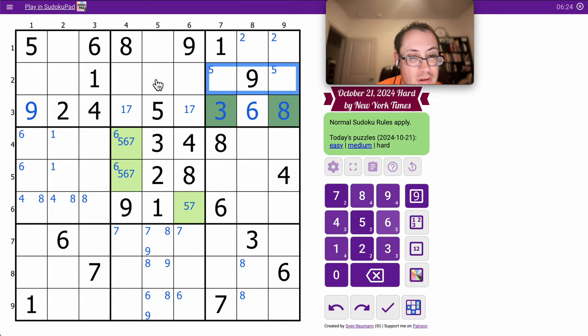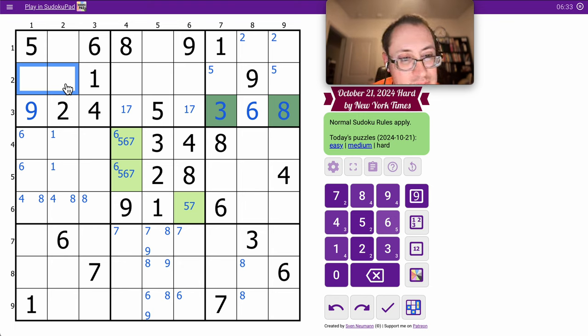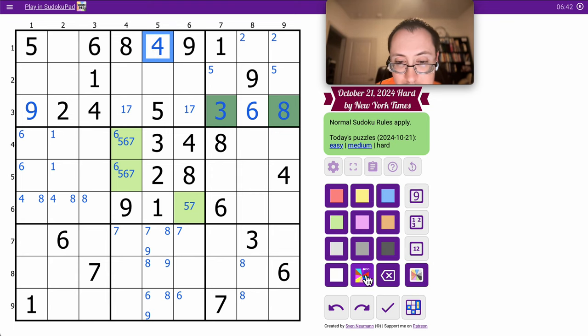I can't go here. They can't necessarily go there, do they? But the cell is not 1, 2, 3, 5, 6, 7, 8, 9. That one is strictly a 4.